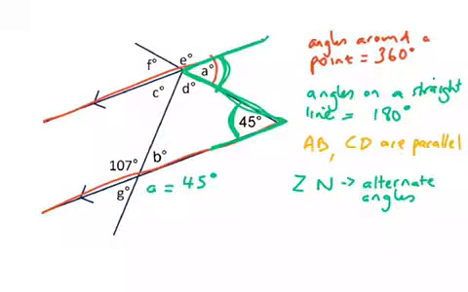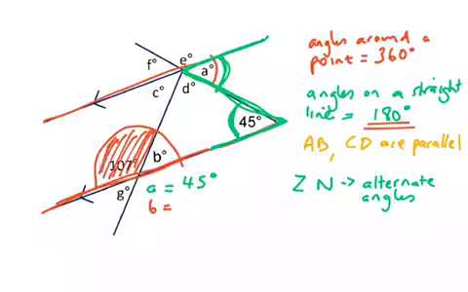So let's see what else we can work out. We might as well move on to B now, if we're going in alphabetical order. One thing we do know is that this is a straight line, and angles on a straight line add up to 180. We know that this part, which I'm shading in, is 107 degrees. So this part must be 180 minus 107, which means B equals 73 degrees.